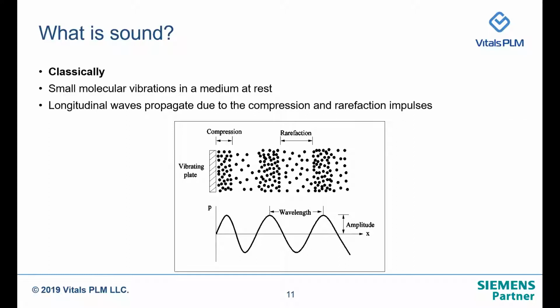So what is sound? The classical definition of sound is small molecular vibrations in the medium. Here we see an example of a vibrating plate which is vibrating back and forth. As a result, the air molecules in its vicinity undergo a phenomenon called compression and rarefaction, which results in longitudinal wave propagation. Sound is also called a mechanical wave because of this phenomenon of compression and rarefaction.